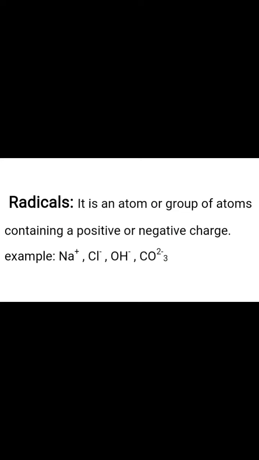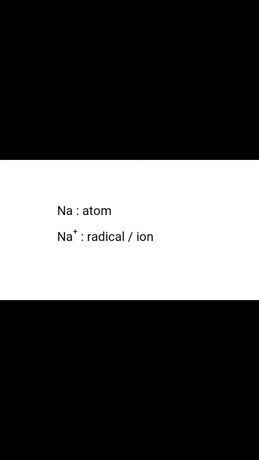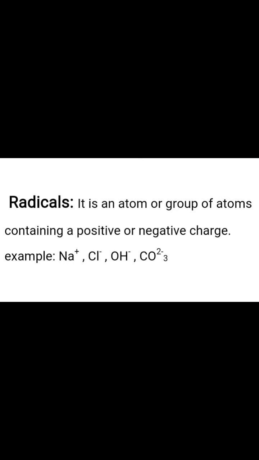Na+ is called sodium ion or sodium radical. Cl- is called chloride ion or radical. OH- is called hydroxide ion or radical. CO3 2- is called carbonate ion. If we write only Na, it represents one atom of sodium. But if Na+ is there, then it is called a radical or ion. Similarly, the chloride ion, hydroxide ion, carbonate ion, and so on.